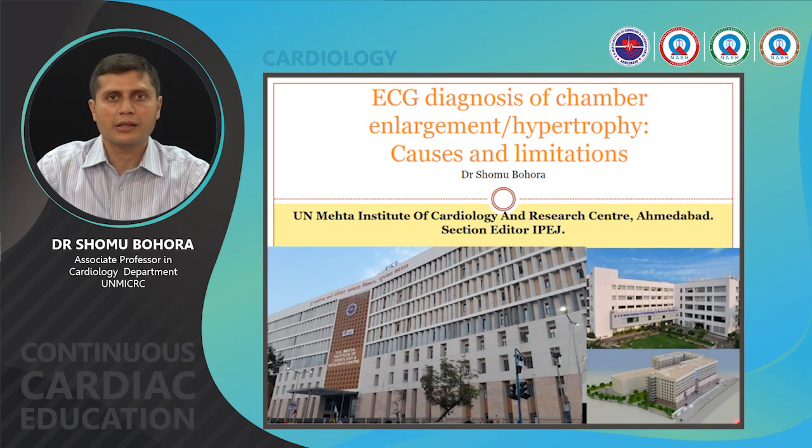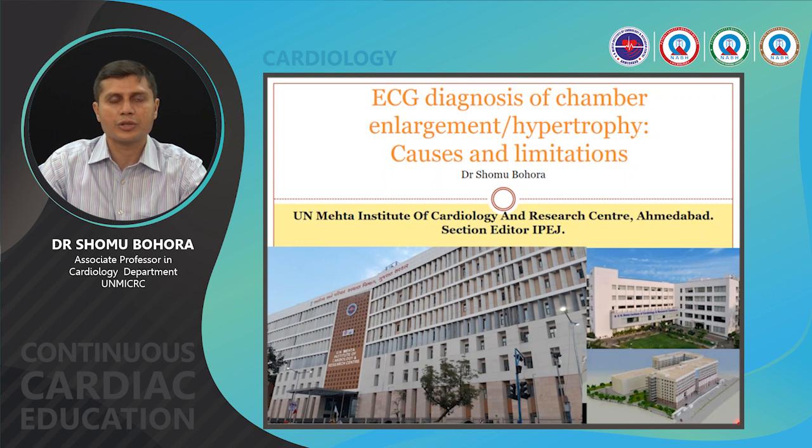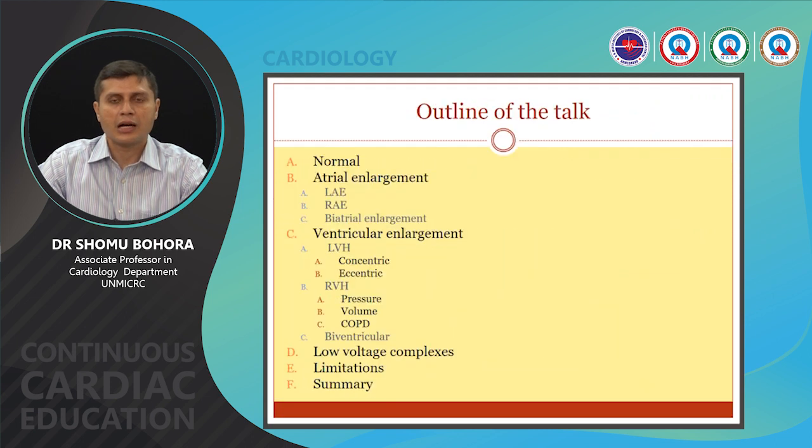For today's discussion is ECG diagnosis of chamber enlargement and hypertrophy, causes and limitations. The outline of the talk would be divided into what is a normal way to see whether the patient has a normal ECG, atrial enlargement, ventricular enlargement, low voltage complexes, the limitations and summary.